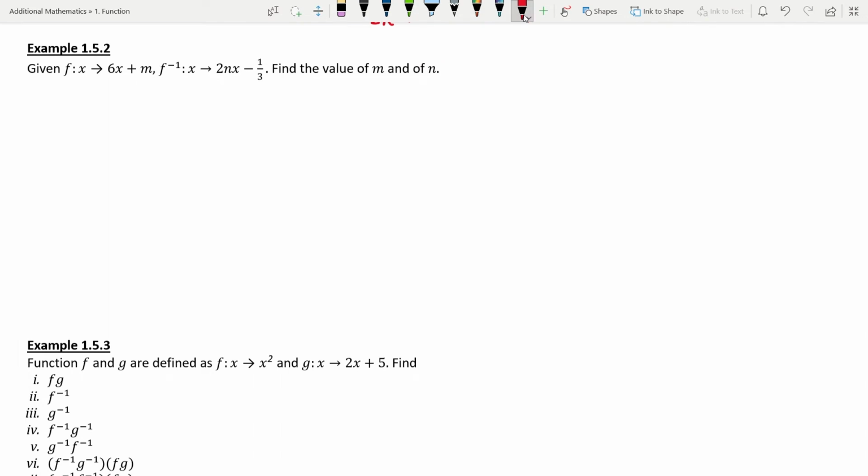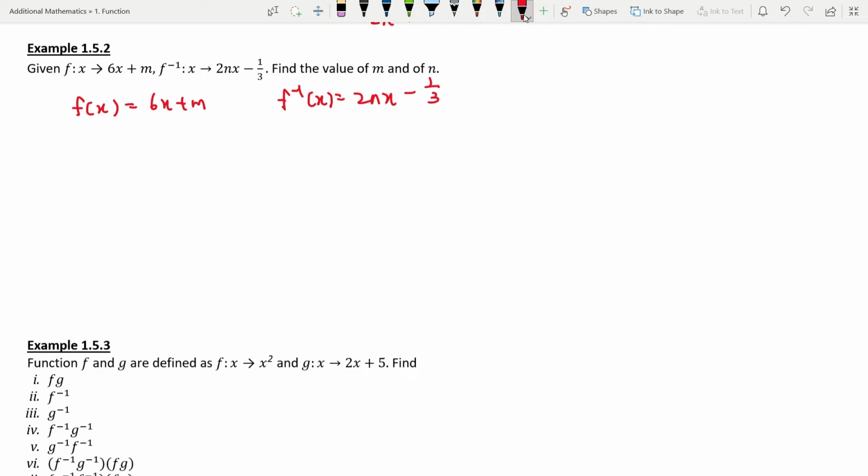Example 1.5.2. Given function f such that x is converted into 6x plus m, and inverse function of f is 2nx minus 1 over 3. Find the value of m and of n. Here we have two pieces of information. f of x equal to 6x plus m, and inverse function of f is equal to 2nx minus 1 over 3. We are asked to find the value of m and n.